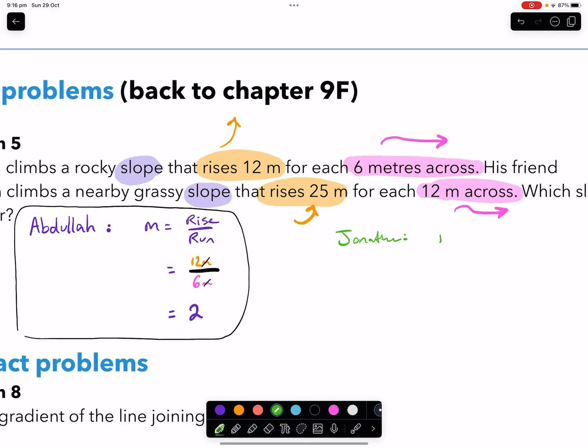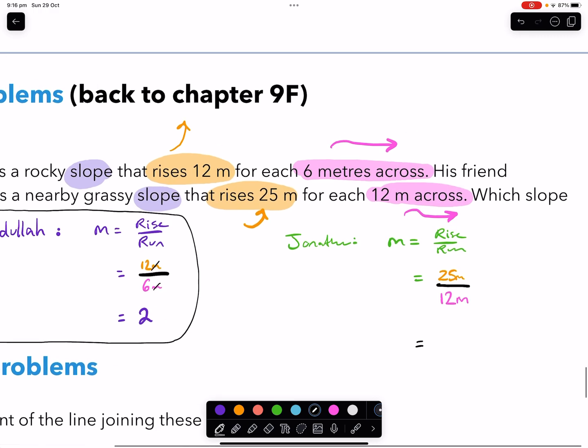For Jonathan, we got the gradient equals rise over run. We put our numbers in. So we got 25 meters from the question, divide that answer by the 12 meters across, which is the run. And we look at that, and I can't divide that in my head.